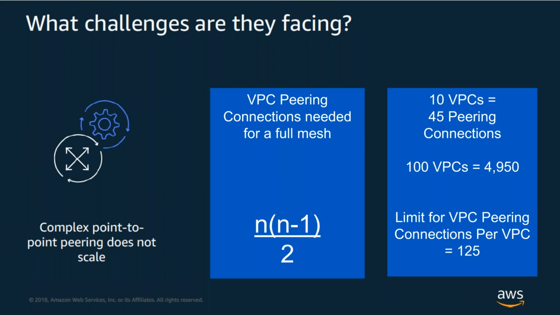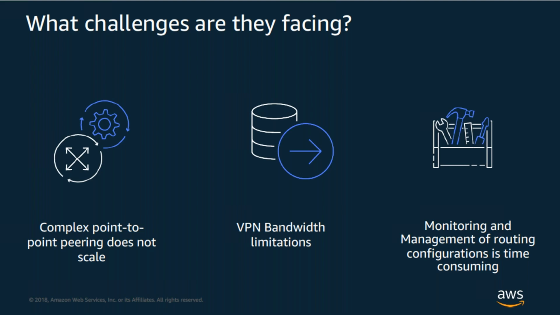Go to 100 VPCs, which, believe it or not, is not unheard of within most enterprise accounts, and you were already at nearly 5,000 VPC peering sessions as part of that solution. And not only was that unruly, it was actually not supported, because there was a limit with VPC peering of 125 peers per VPC, so it was not even doable. Thus, AWS added other components and solved other problems, like VPN bandwidth limitations that were also solved as part of Transit Gateway, and the simplification of monitoring and management of routing was also a major play.